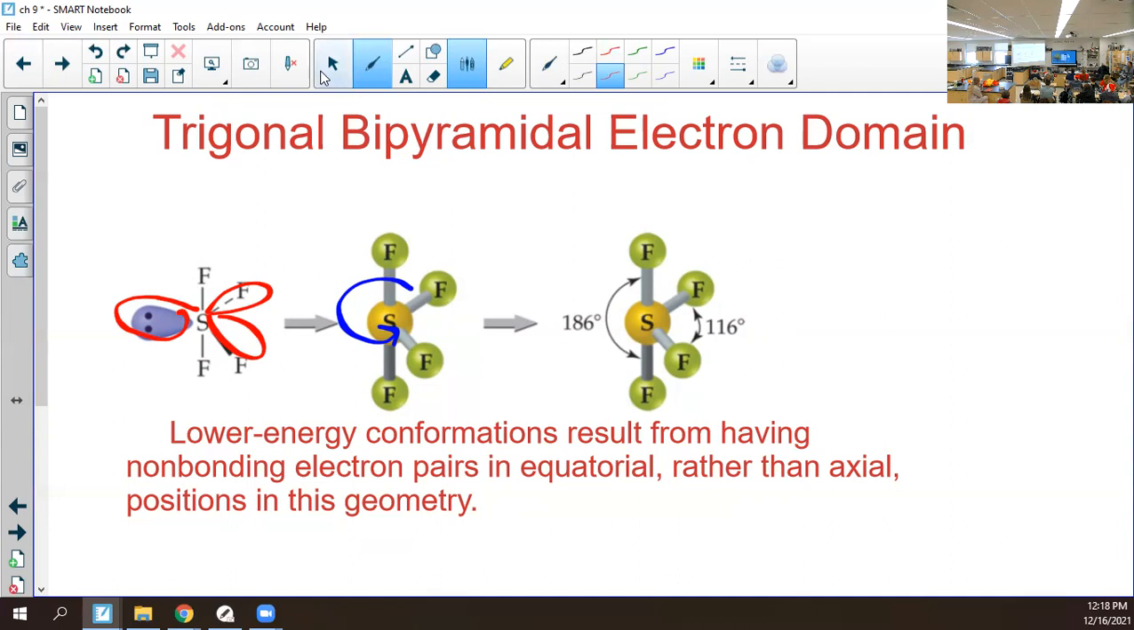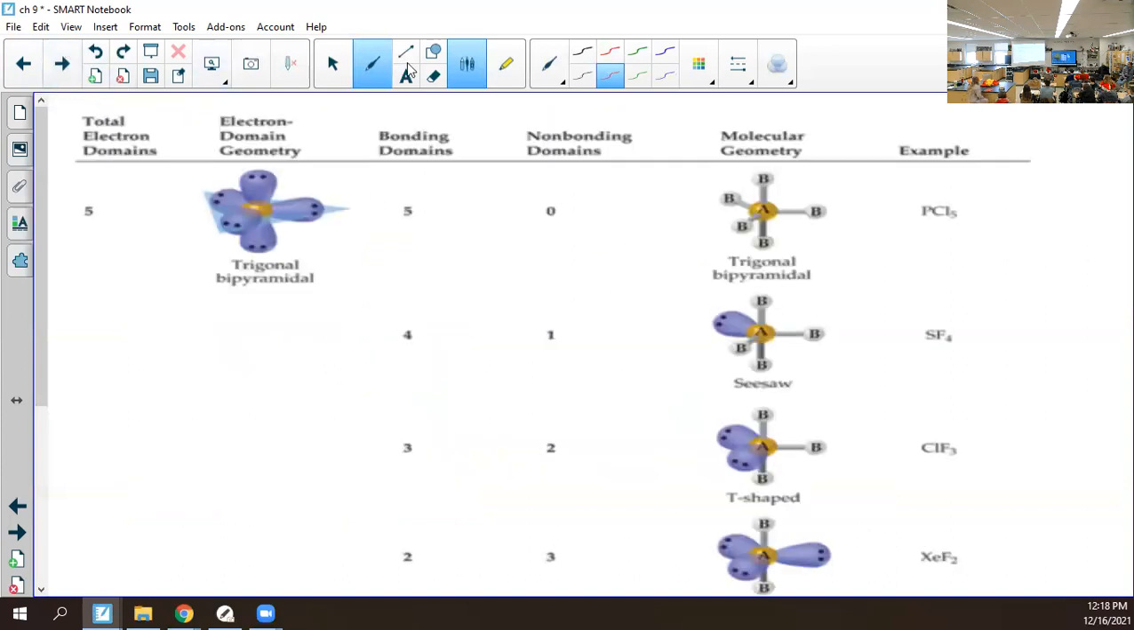Okay, that's because of the interactions. There's like 120 degrees between all of these, right? If you put it up here, there's 90 between each one. And it's not as happy messing with the 90. It would rather mess with the 120. You okay with that? Okay, so here we go.